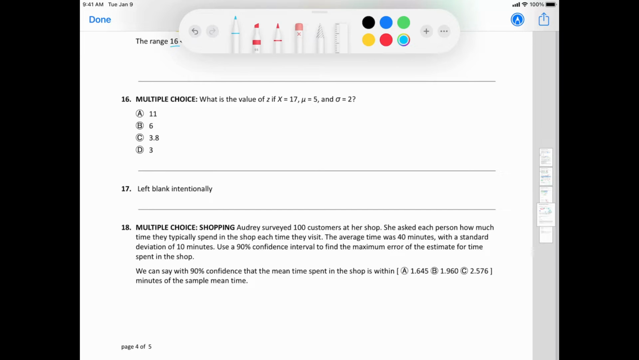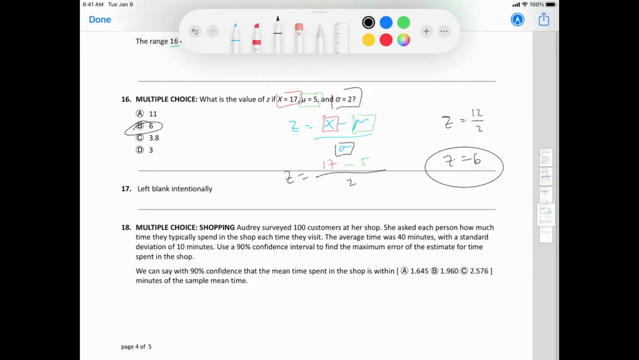What is the value of z? So the formula we have here is z equals x minus the mean over the standard deviation, and you just substitute those in. So x is 17. The mean is 5. And the standard deviation is 2. So 17 minus 5 is 12, and 12 divided by 2 is 6. So we have a z equals 6 as our answer, and that would be that choice right there.